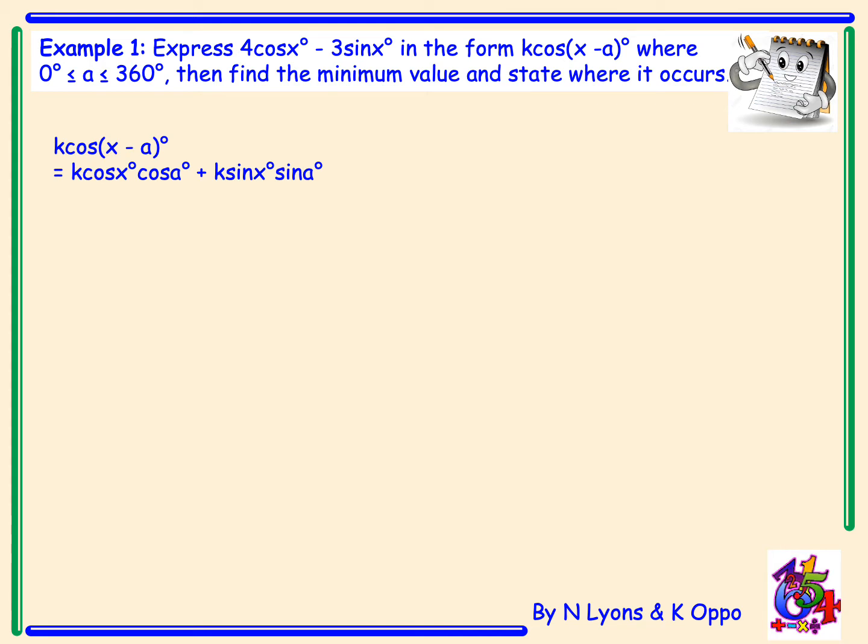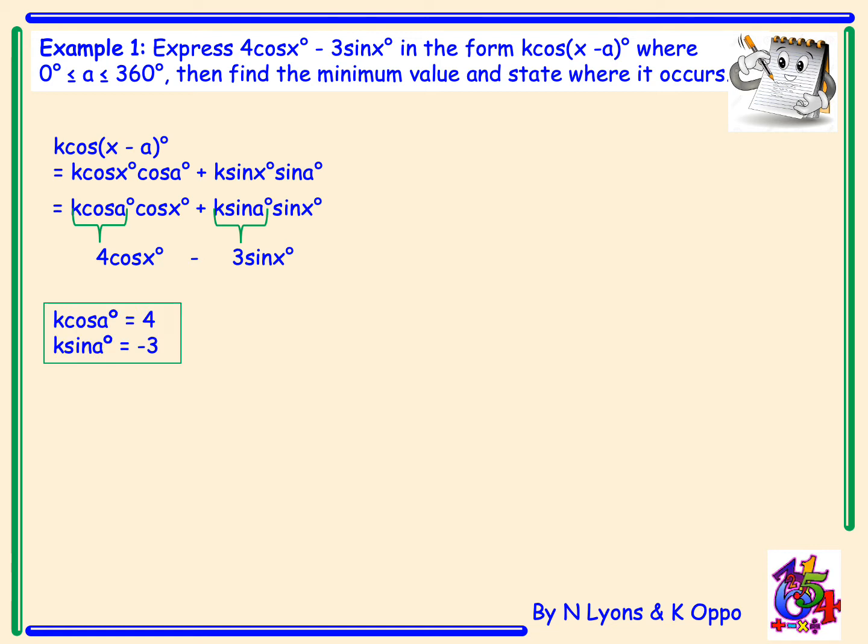So starting by putting our expression in wave function form, we're going to expand k cos of x minus a and then rearrange so that we can compare our coefficients. So if I have 4 cos x minus 3 sin x, k cos a is in front of cos x, so that will give me 4. And k sin a is whatever's in front of sin x, and in this case will be minus 3. Please ensure you clearly state these. So k cos a is 4 and k sin a is minus 3.